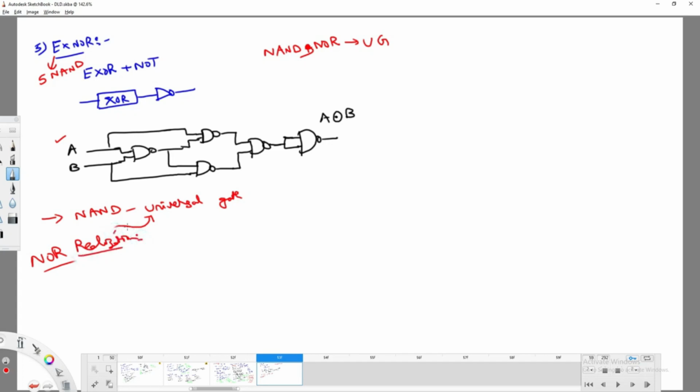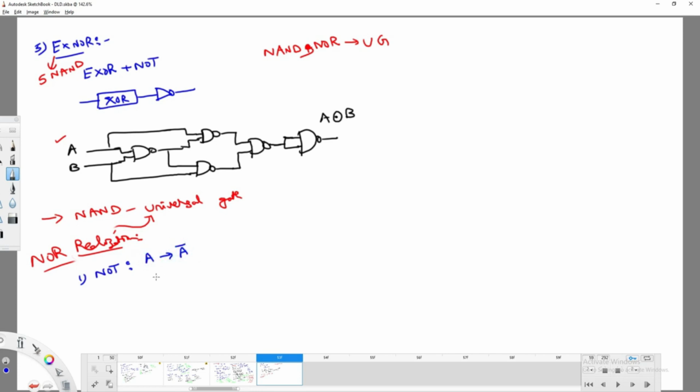NOR relation. Okay, try to take out the first one. As usual, the NOT gate. NOT means what? If I give input A, you need to have the output as A complement. A complement, right?